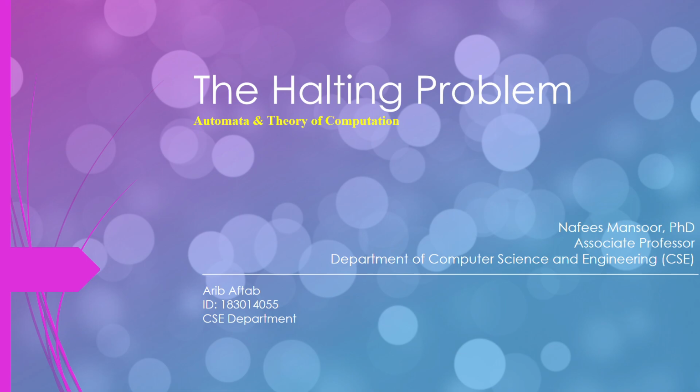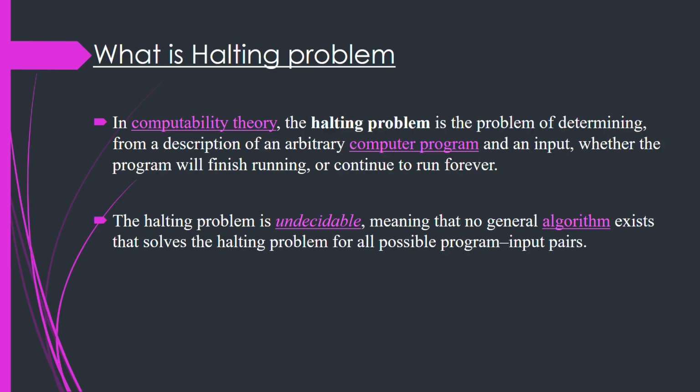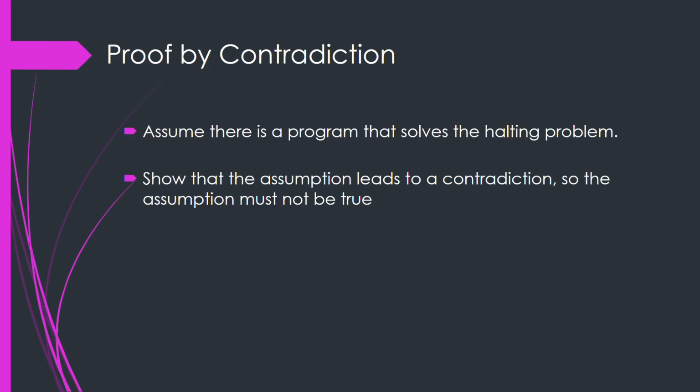Today we are going to learn about the halting problem and demonstrate whether it is solvable or not. Okay, let's see what the halting problem is. In finite automata, the halting problem is the problem of determining, from a description of an arbitrary computer program and an input, whether the program will finish running or continue to run forever. The halting problem is said to be undecidable.